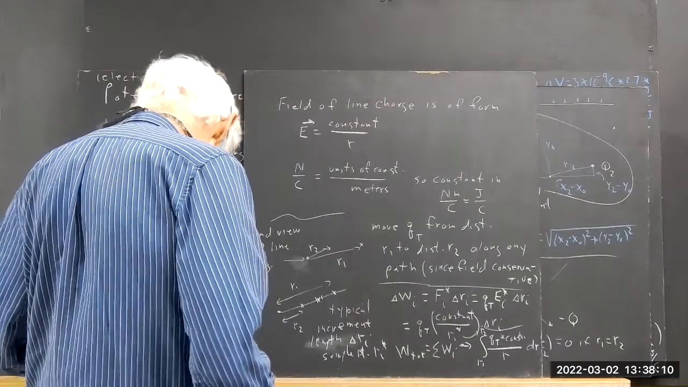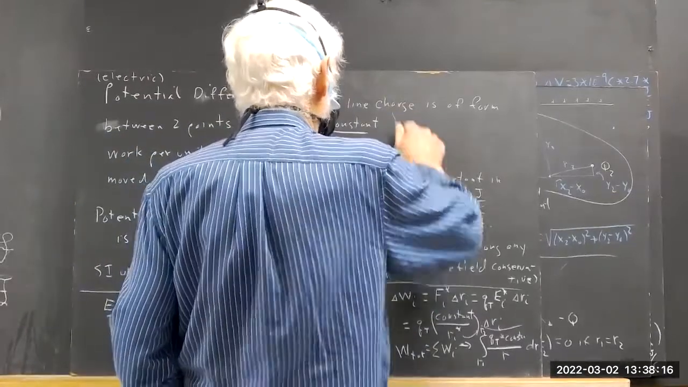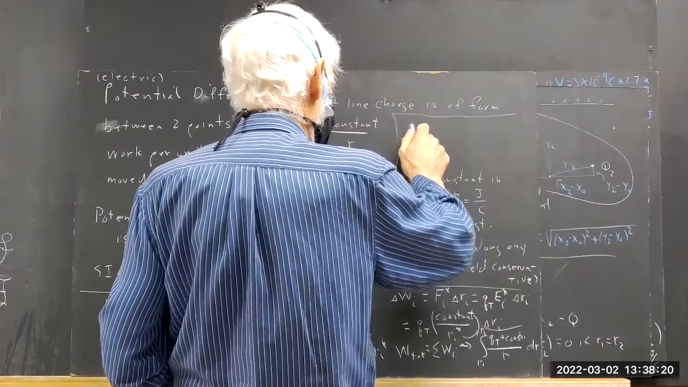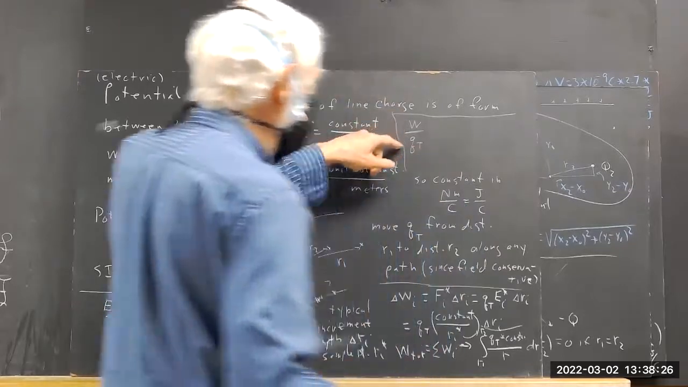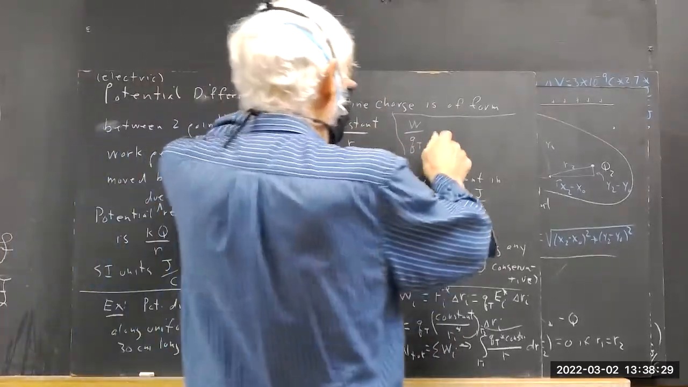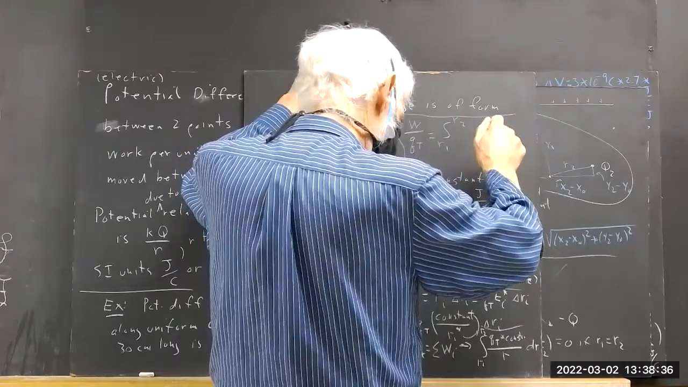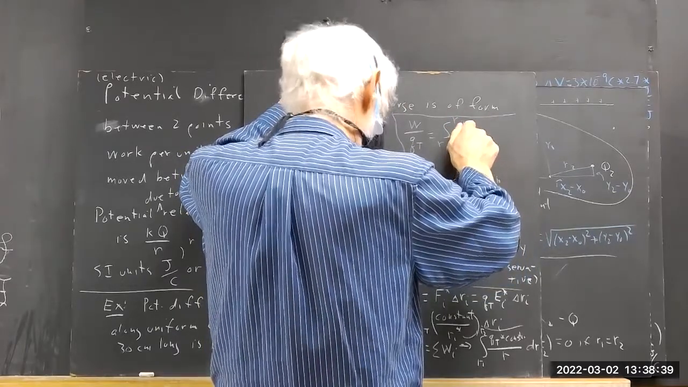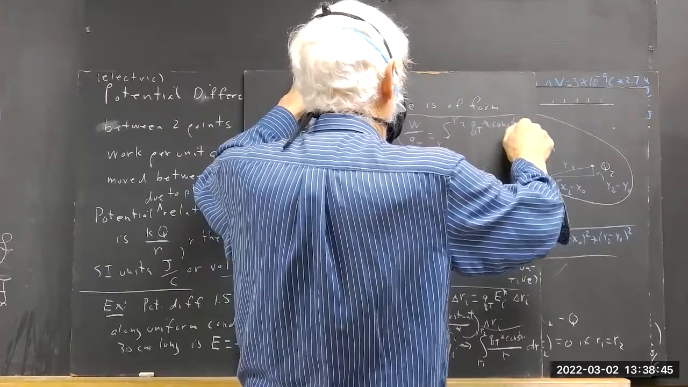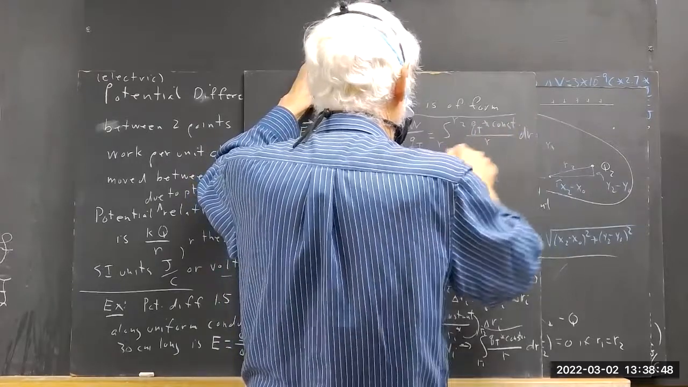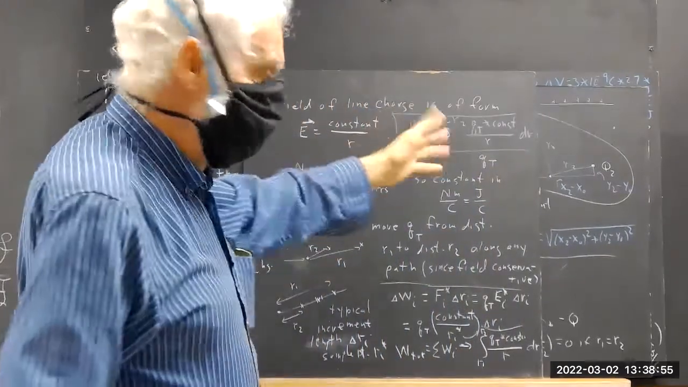So now your work per unit charge is the integral from R1 to R2 of Q_T times your constant over R dR, all divided by Q_T. So just real quickly, do that integral.